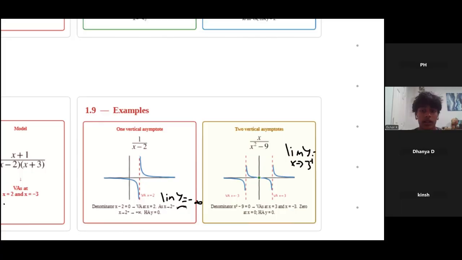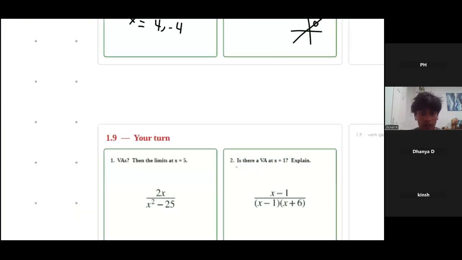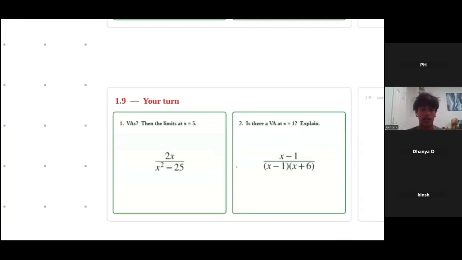Okay, now let's give you guys some questions. What are the vertical asymptotes and limits at the vertical asymptotes? Only give me the limit at the vertical asymptote x equals 5. Don't bother about -5. And is there a vertical asymptote at x equals 1? Why or why not. Okay. I'll give you guys a couple of minutes to do that.